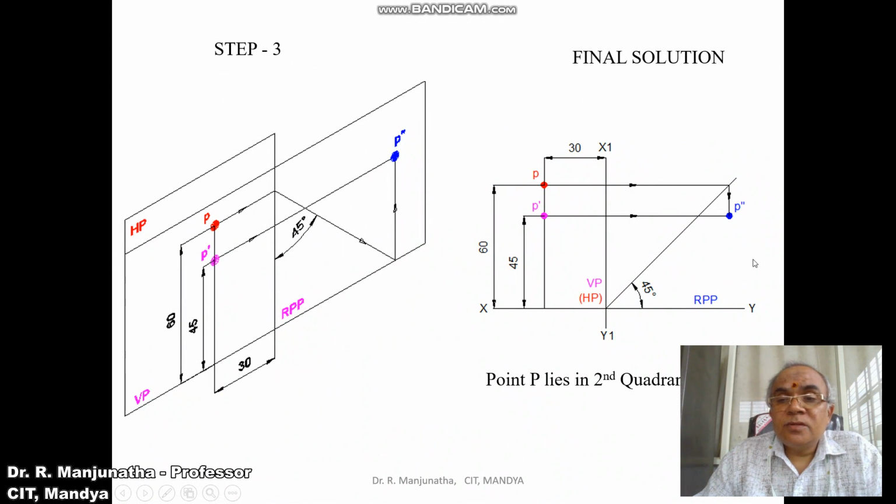So this is how you will be able to analyze this particular problem in the sketchbook. You can draw this sketch in the sketchbook. And for this point P, also state the quadrant in which it lies. The point capital P lies in the second quadrant, because in the second quadrant VP will be above and HP will also be above, and RPP to the right side.